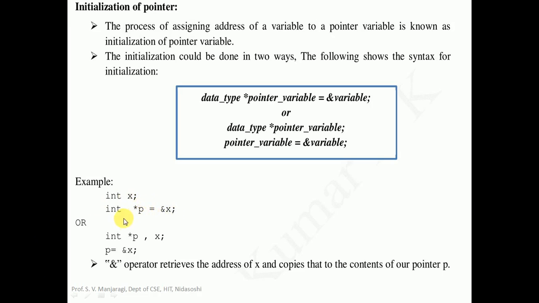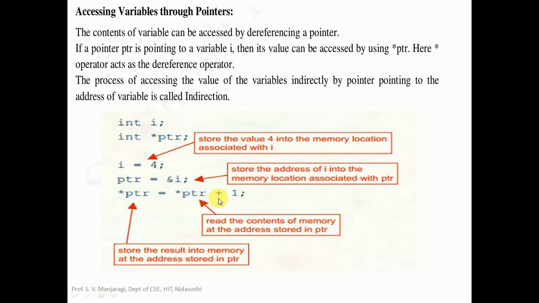Or it can be done like this: int star p, basically declaring a pointer p, and comma x is declaring the integer type variable x here, and we can assign the address of variable x to the pointer p by p is equal to ampersand x, that is the address of x will be stored into the pointer p. It means initialization of a pointer can be done like this.